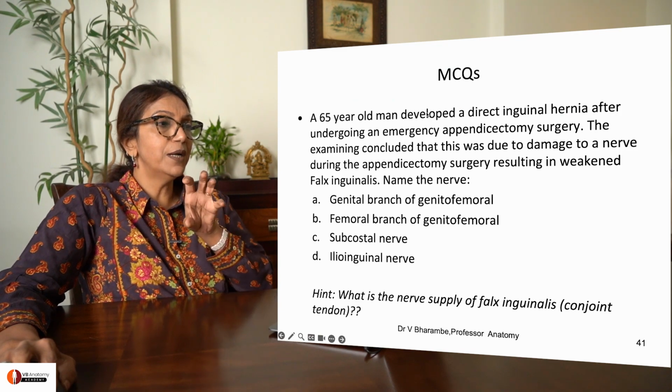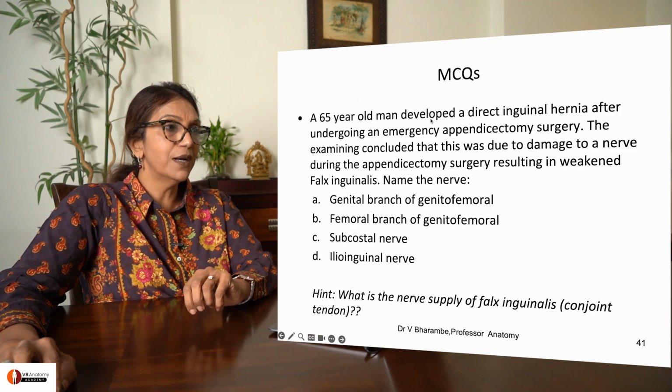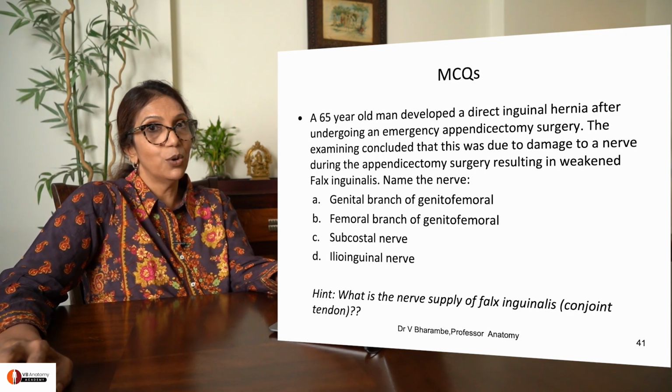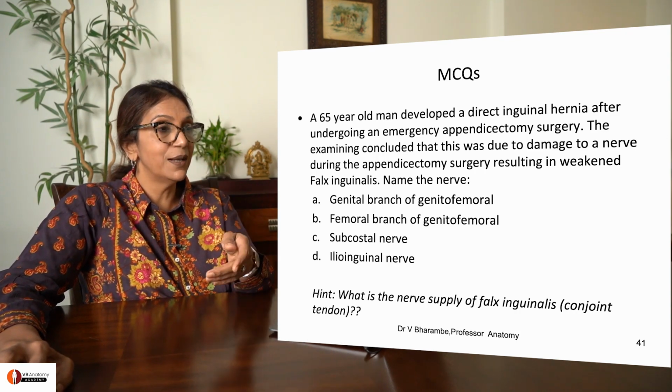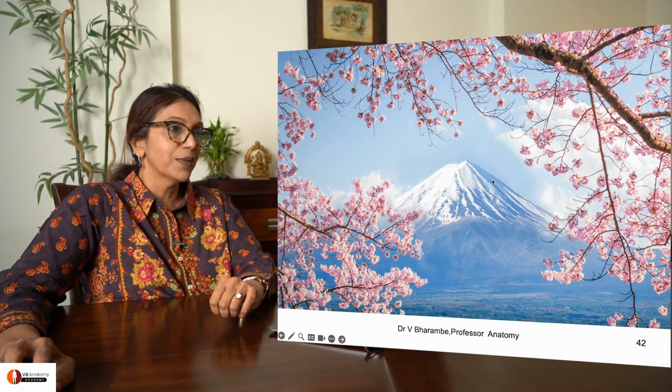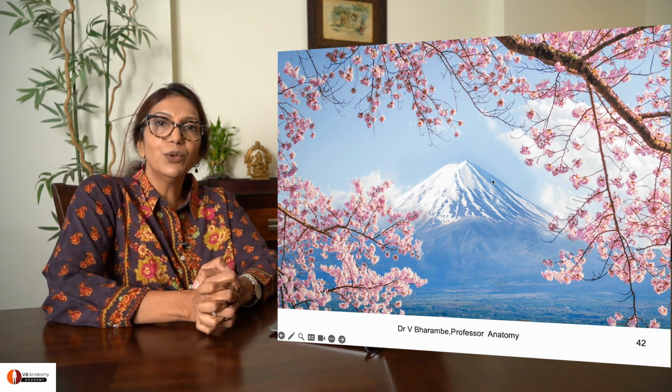A 65-year-old male developed a direct inguinal hernia after undergoing appendicectomy surgery. Now, I don't have to read the rest. I already know the answer is the ilioinguinal nerve, which got damaged during appendicectomy. Right. So this is how knowledge of anatomy helps you to solve MCQs. Drawings help you to remember this anatomy and so on.